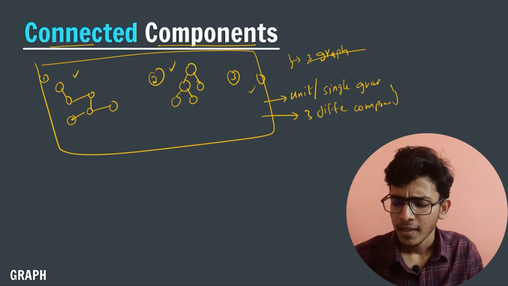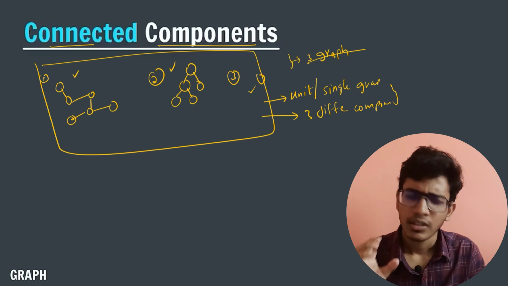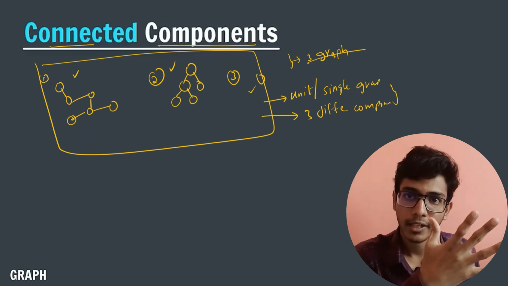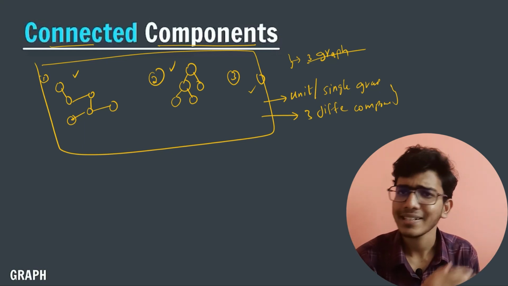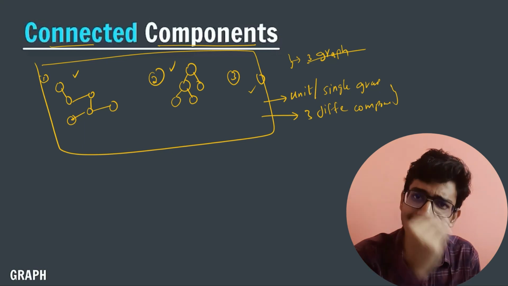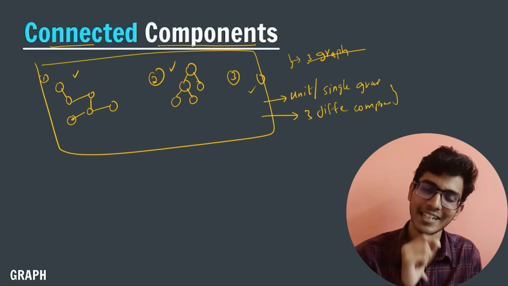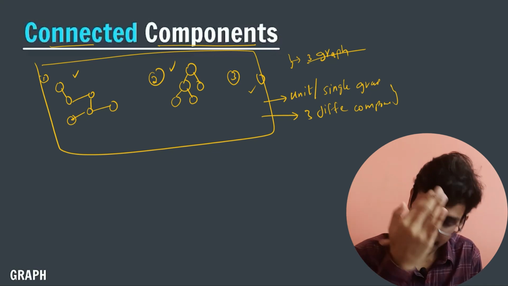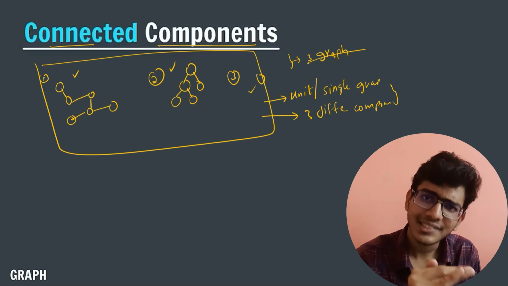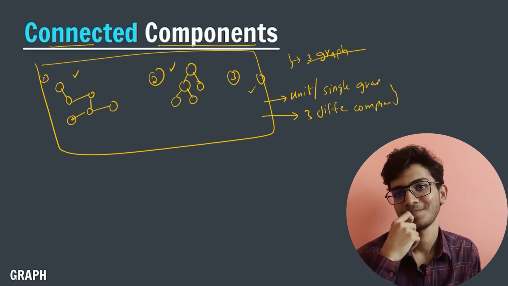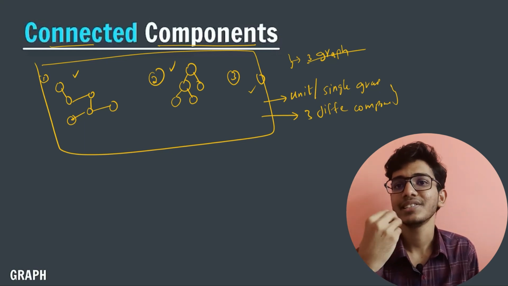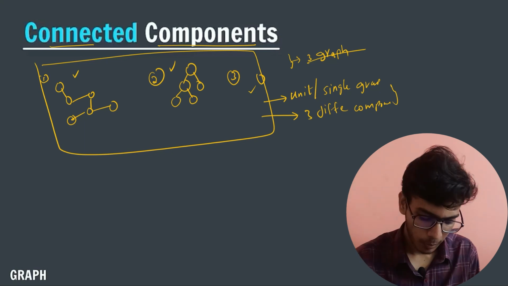Okay, so in a graph we don't have any condition that the nodes should be connected. It can be connected or disconnected, it doesn't matter. So you can consider these 3 different diagrams as a single graph. I hope you are getting it. And the number of components in the graph is 3. Right? This is the concept of connected components.